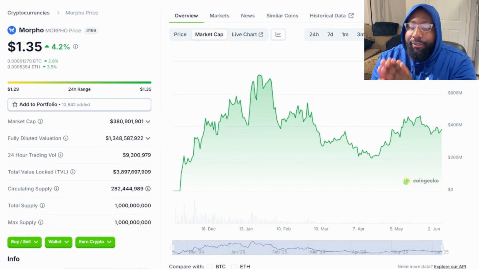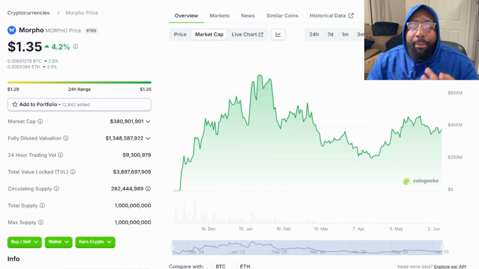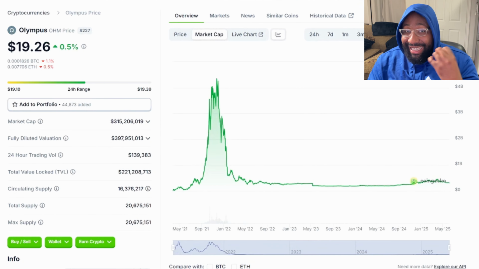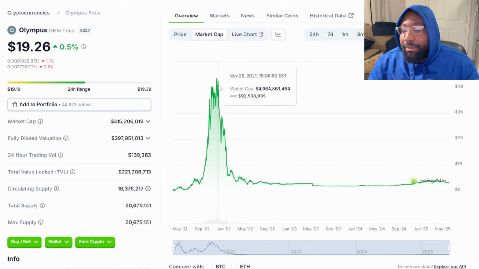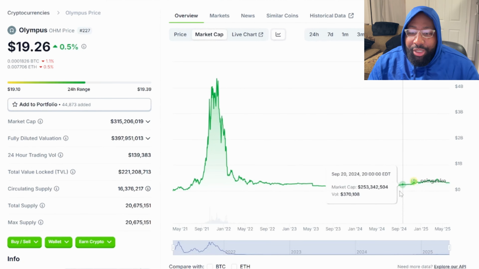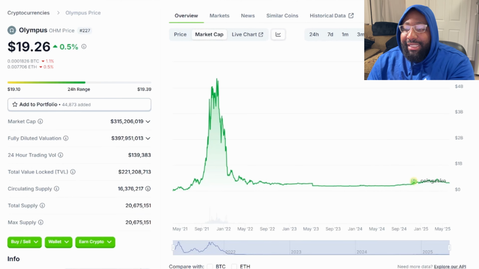So looking at the chart, first off, when we come over to Morpho on CoinGecko, we can see that the chart looks very healthy. Just to give you a quick comparison of what a chart that isn't that healthy looks like, here is Olympus DAO. This was very hyped in the last market, but it hasn't had any real significant traction since then. It's actually stayed pretty flat. This is an example of a chart that you don't want to be looking at.